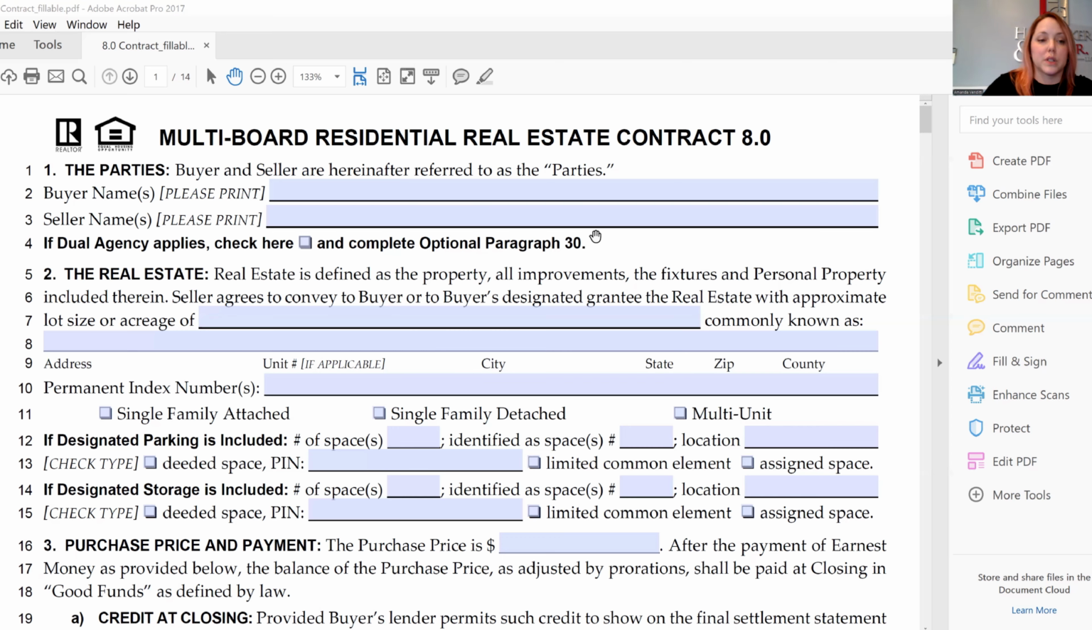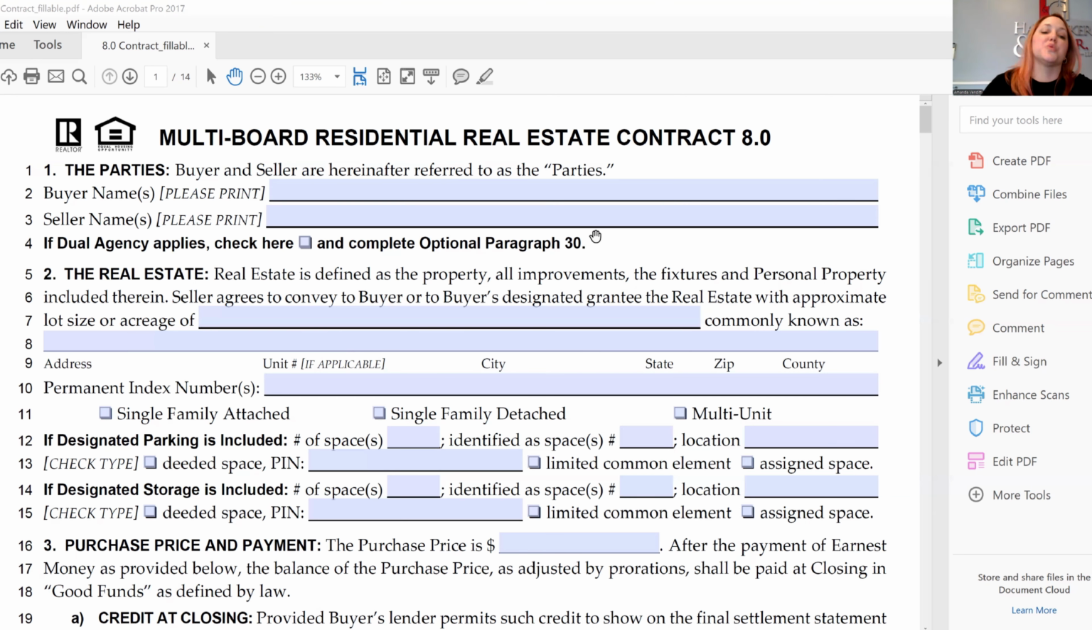This is really important. If you look down further, you'll see if there's designated parking or storage. Sometimes they have their own PIN number, and that has a space there. So the unit number is going to go in line 10. If there is parking and storage and one of them has a separate PIN, those go in lines 13 or 15 respectively.